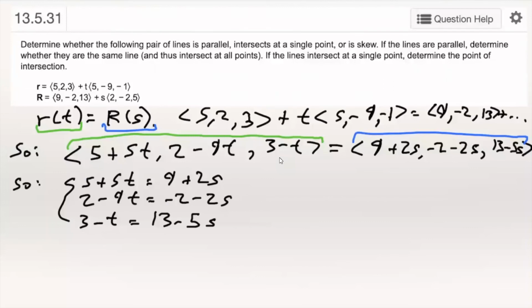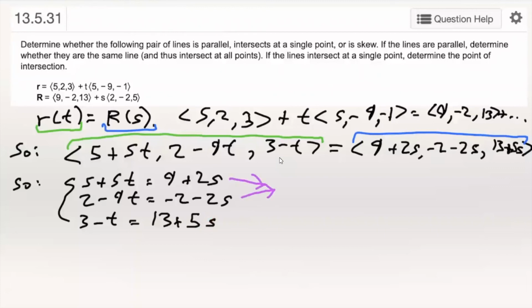Oops. Okay, this is what I was checking. That's s times positive 5. I accidentally wrote a negative there. Okay, so we want to solve this system of equations and see if it has any solution. We can do this by, among other techniques, standard substitution. But what I'm going to do is the elimination method.